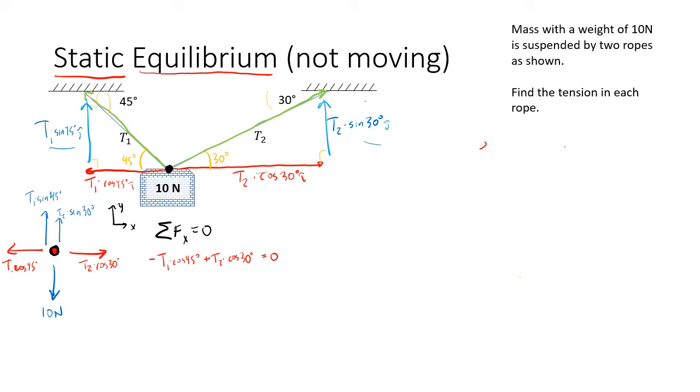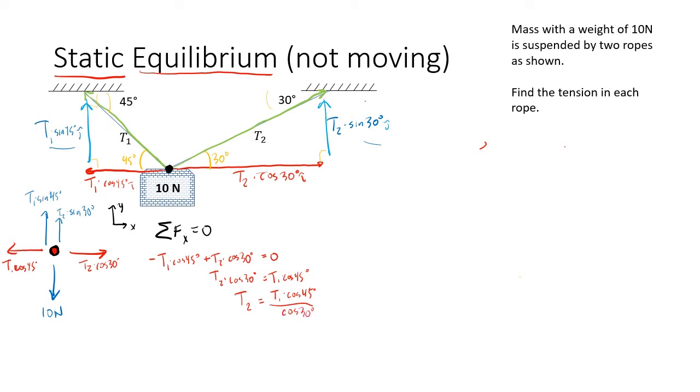Because we have two unknowns here, let's solve this equation for one of them. You could choose which one. Since one of them is negative, I want to make everything positive, so I'm going to add T1 cosine 45 degrees to both sides, and I'll end up with T2 times the cosine of 30 degrees equal to T1 times the cosine of 45 degrees. Then I'm going to divide both sides by the cosine of 30 degrees. That will solve for T2. So T2 is equal to T1 times the cosine of 45 degrees divided by the cosine of 30 degrees.